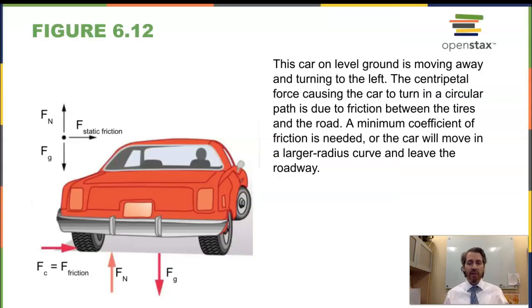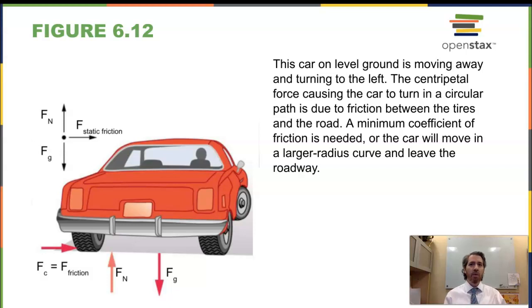This is an example of a free body diagram for an object that is traveling in circular motion. It says the car is on level ground, moving away from you and turning to the left. As this car moves, what forces are acting on it? Definitely the force of gravity between the earth and the car, sure. And the force normal between the car and the road, sure. And a force of friction, definitely.